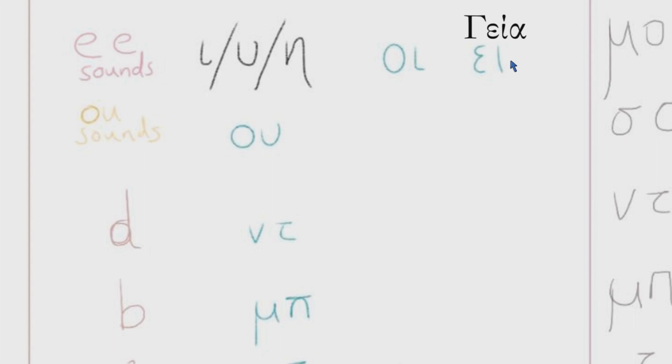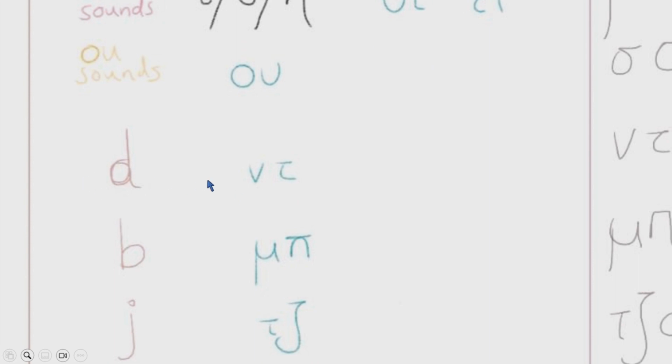Next up, we have U sounds. In the alphabet, there's no one letter that makes the sound U. So when omicron and upsilon are together, they make a U sound. That's it for the vowel sounds. Now let's look at the consonants. The sound D is N and T together. D.